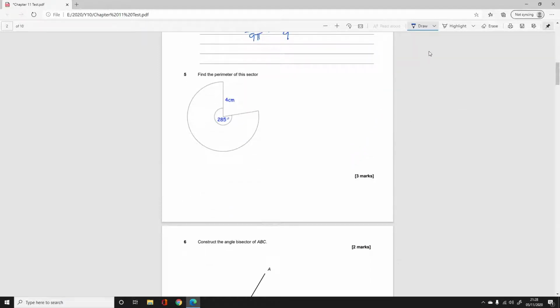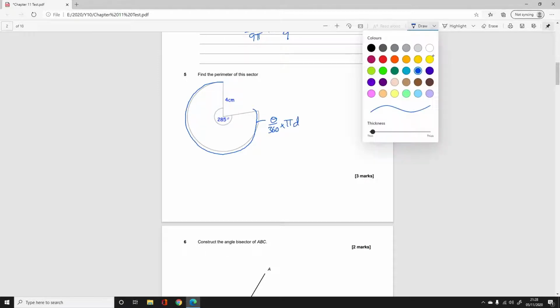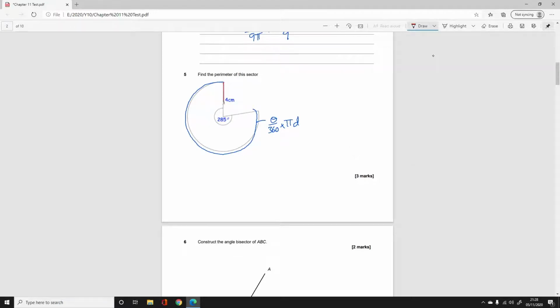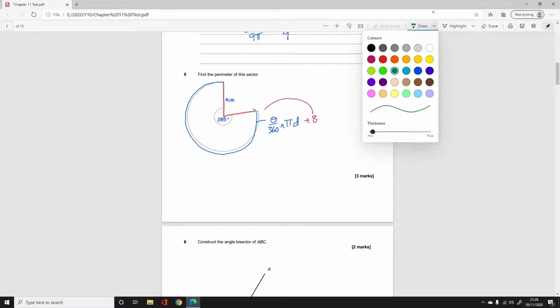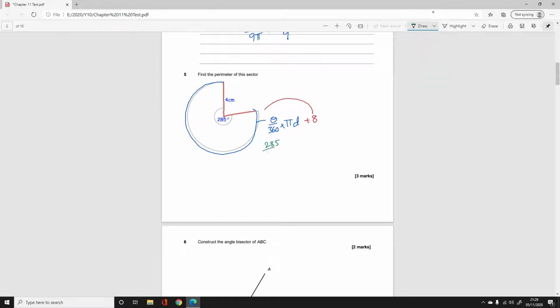Perimeter of the sector consists of an arc length, which is going around the outside, and to find that we're going to do theta over 360 times pi d, and then it consists of 2 straight sides as well, so it's got a 4 and another 4, so we're going to need to plus 8 when we're done. So let's put that all together. We need to do 285 out of 360 times pi times 8 is our diameter, and then plus 8.